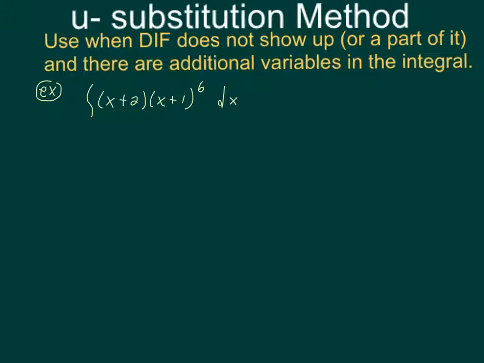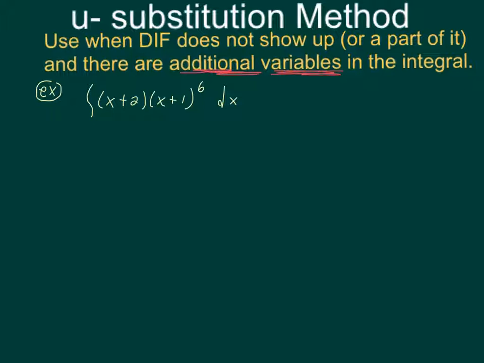Alright, our next method is called substitution, and it's going to be pretty rare, by the way, that we need this method. Most of the time we're going to be using our if-diff method, but we're going to use this method called substitution when the diff, or the derivative of the inner function, does not show up, or a part of it does not show up. And here's the big part: there are additional variables in the integral.